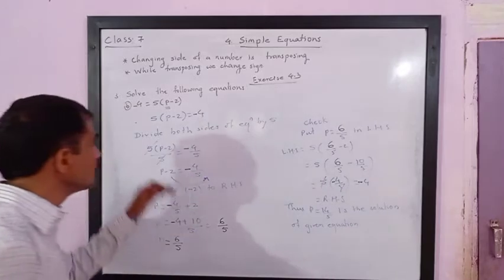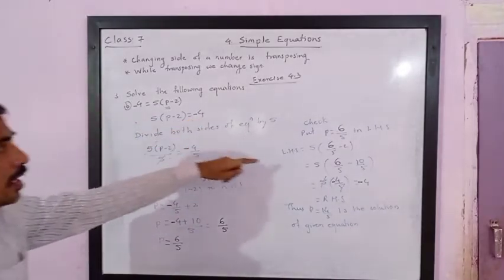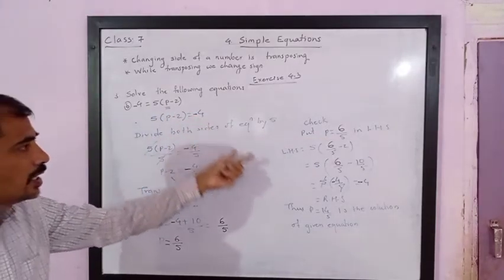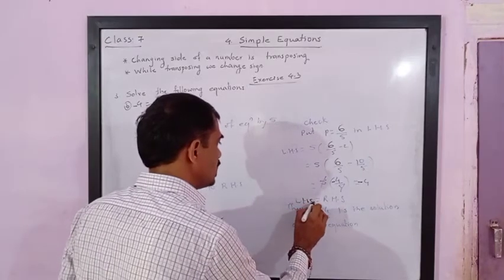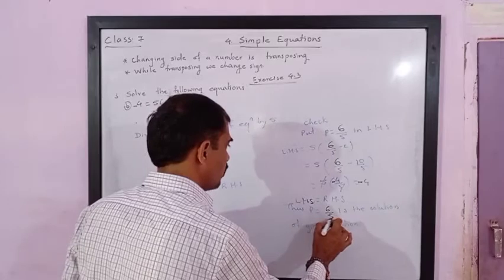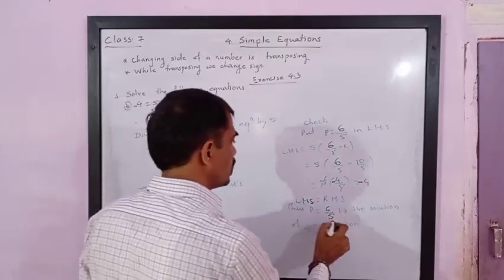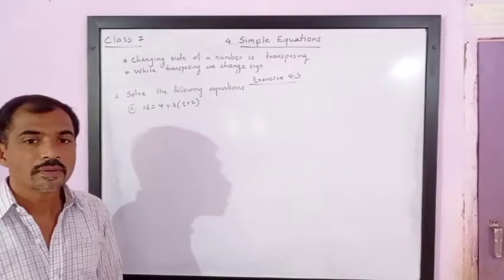Let us check. So we have got RHS is equal to negative 4. We have put p equal to 6 upon 5 in LHS and we have got it equal to RHS. It means LHS is equal to RHS. So thus, since LHS is equal to RHS, we can say our solution p is equal to 6 upon 5 is correct. Thus p is equal to 6 upon 5 is the solution of the given equation.